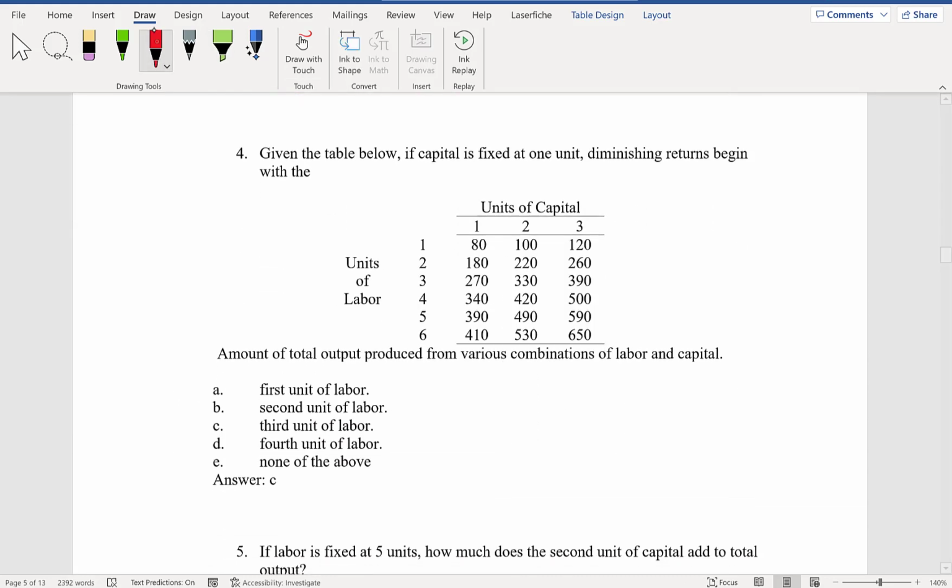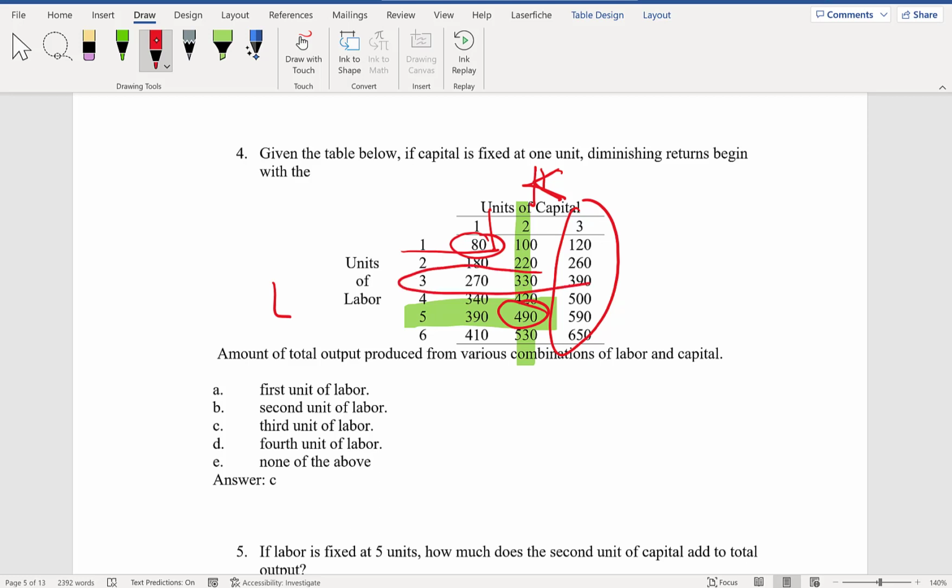Question number 4. This is a different kind of table question. In this table, you're given units of capital and labor, different combinations. How do we read this table? If you hire 1 worker and 1 capital, you're going to produce 80 units, for instance. If you hire 2 units of capital and 5 units of labor, you're going to produce 490. 3 workers and 3 units of capital, you're going to produce 390. So this is a production function.